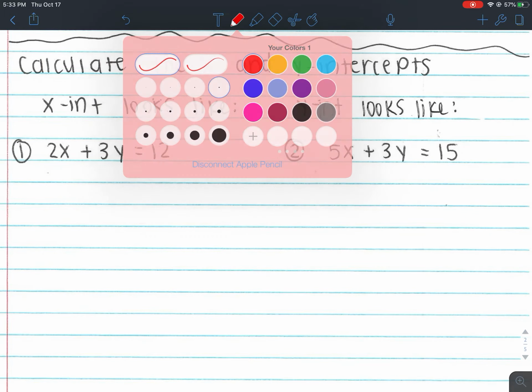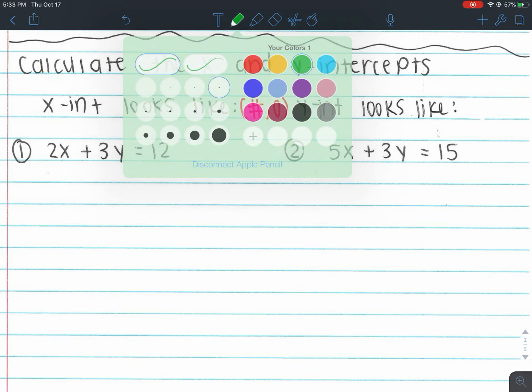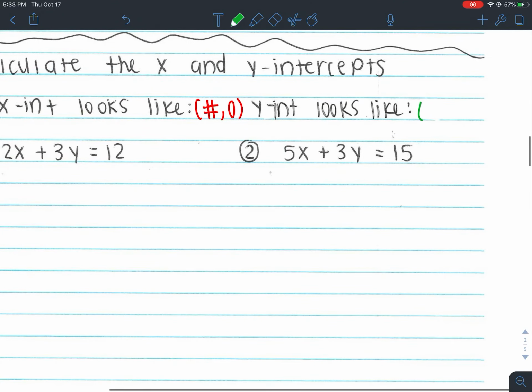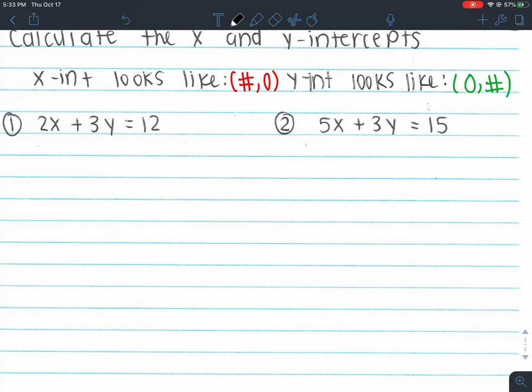Okay. Next, we're going to calculate the x and y intercepts. So we have 4 problems where we're going to calculate the x and y intercepts. And just a reminder, an x-intercept looks like number, comma, 0. Okay, the number goes in for the x. You're solving for x. And then the y-intercept is 0, comma, number. So it's always a 0 in for the x value, and then there's always some other number over there.